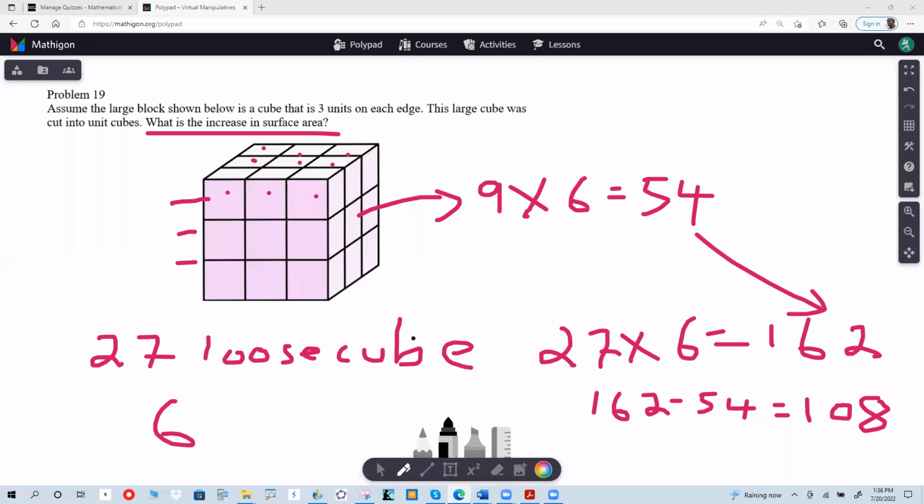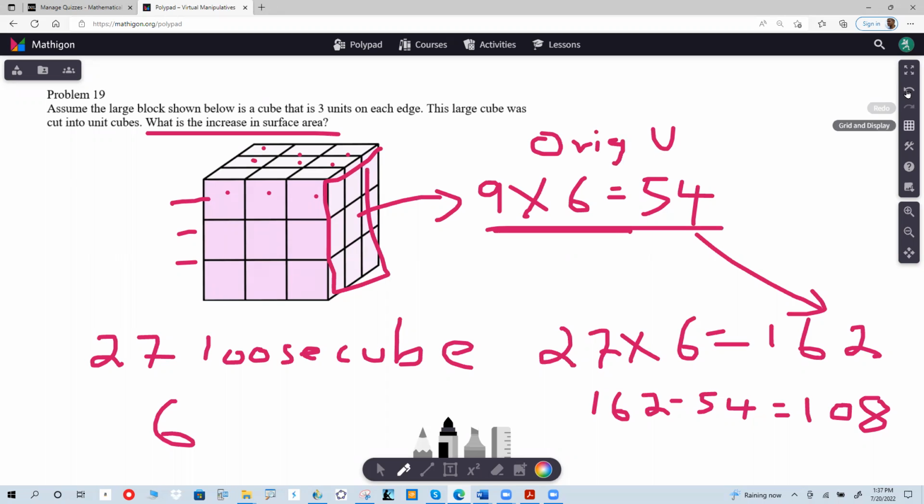Okay. So this large cube, they're asking you if you cut it up into 27 loose cubes, what will be the increase in surface area? Well, you have to know what the original surface area is. Each face is 9, and multiply, there are 6 of them, that's going to be 54, right? This is the original surface area.